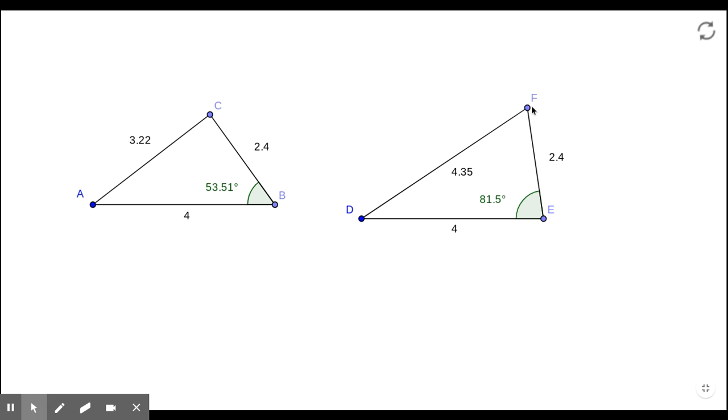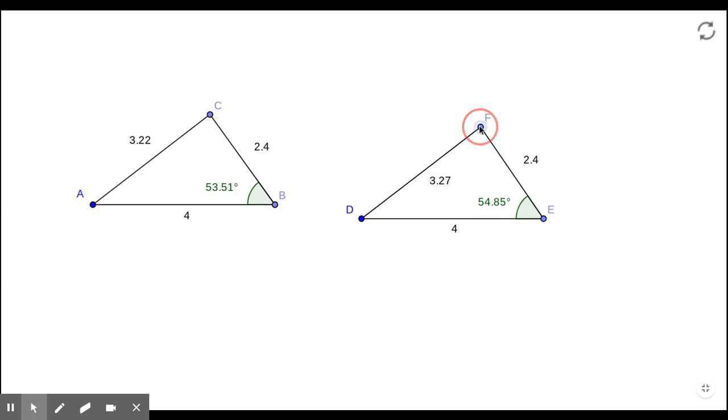So we could also change that. This 81.5, I could change to a number smaller than our 53.51. So moving down, and notice as I go below 53, this angle is now smaller than the 53.51. Because of that, the side across from this angle now says 3.03, which is smaller than the side across from the larger angle here. Okay, and that's the whole idea.